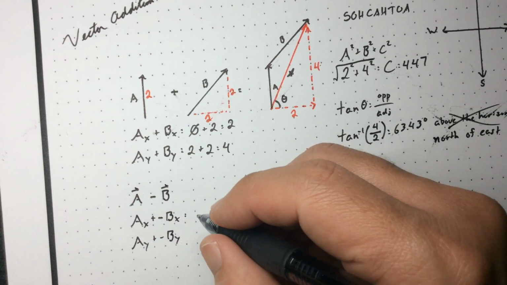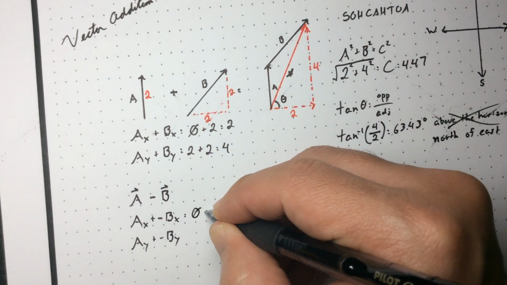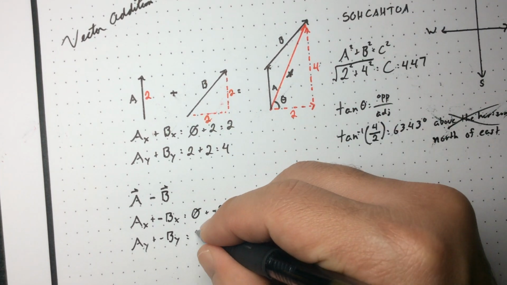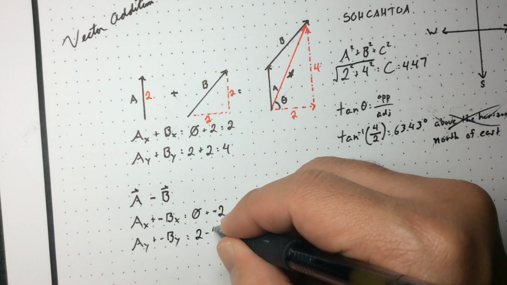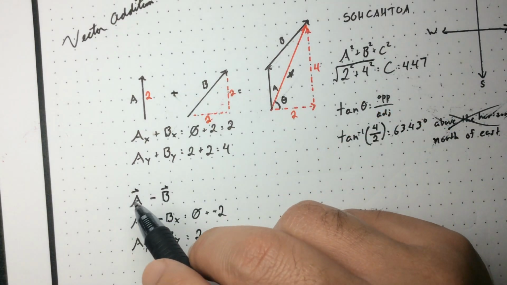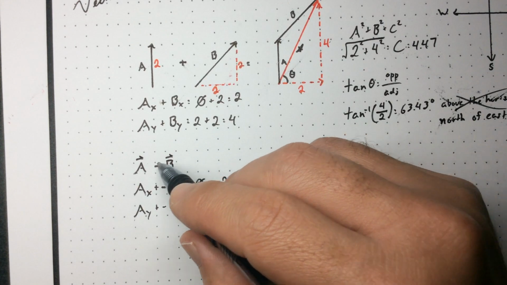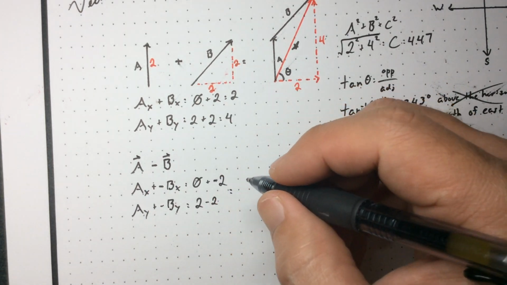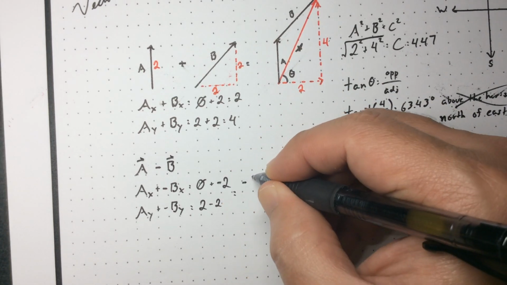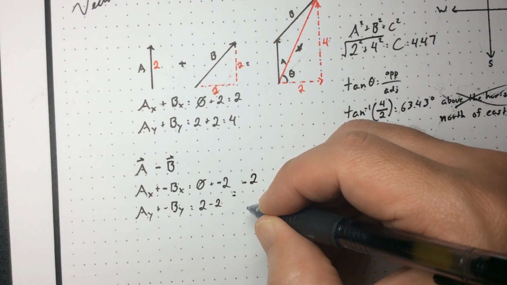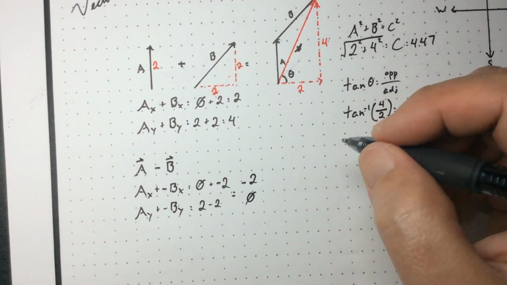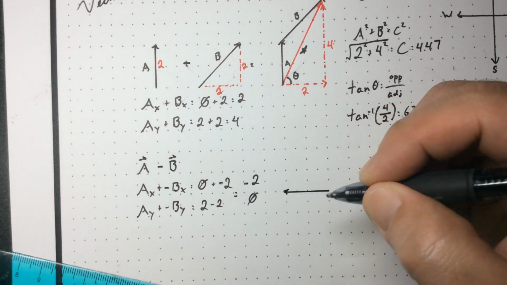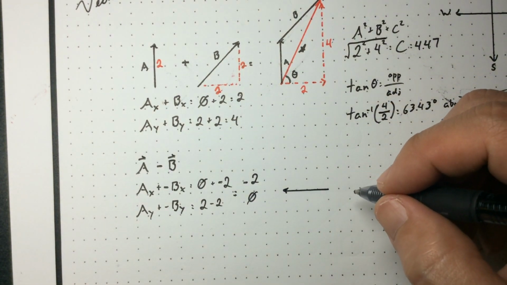And so here AX is going to be nothing. But BX is going to be negative 2. AY is going to be 2. But BY is going to be negative 2. And when you subtracted vector B from vector A, then what you get is going to be this negative 2 in the x direction, and you're going to have a 0 in the y direction. So all you're going to have is this. Okay? And that's the visual representation of it.